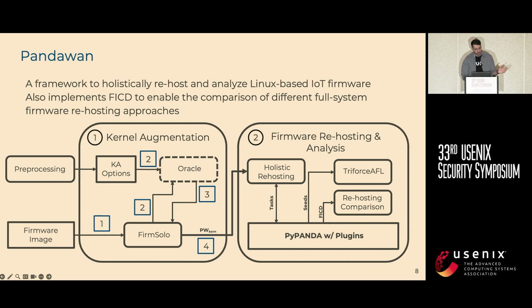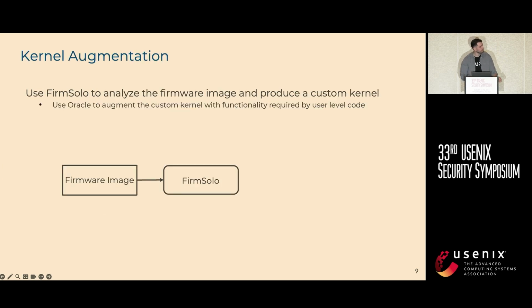Now, as you can see here, Pandawan consists of two components: the kernel augmentation component, which essentially configures and builds a custom kernel for a target firmware, and then the firmware rehosting and analysis component, which is used to holistically rehost and analyze the target firmware. Also here, Pandawan relies on FICD to compare different rehosting approaches with each other.